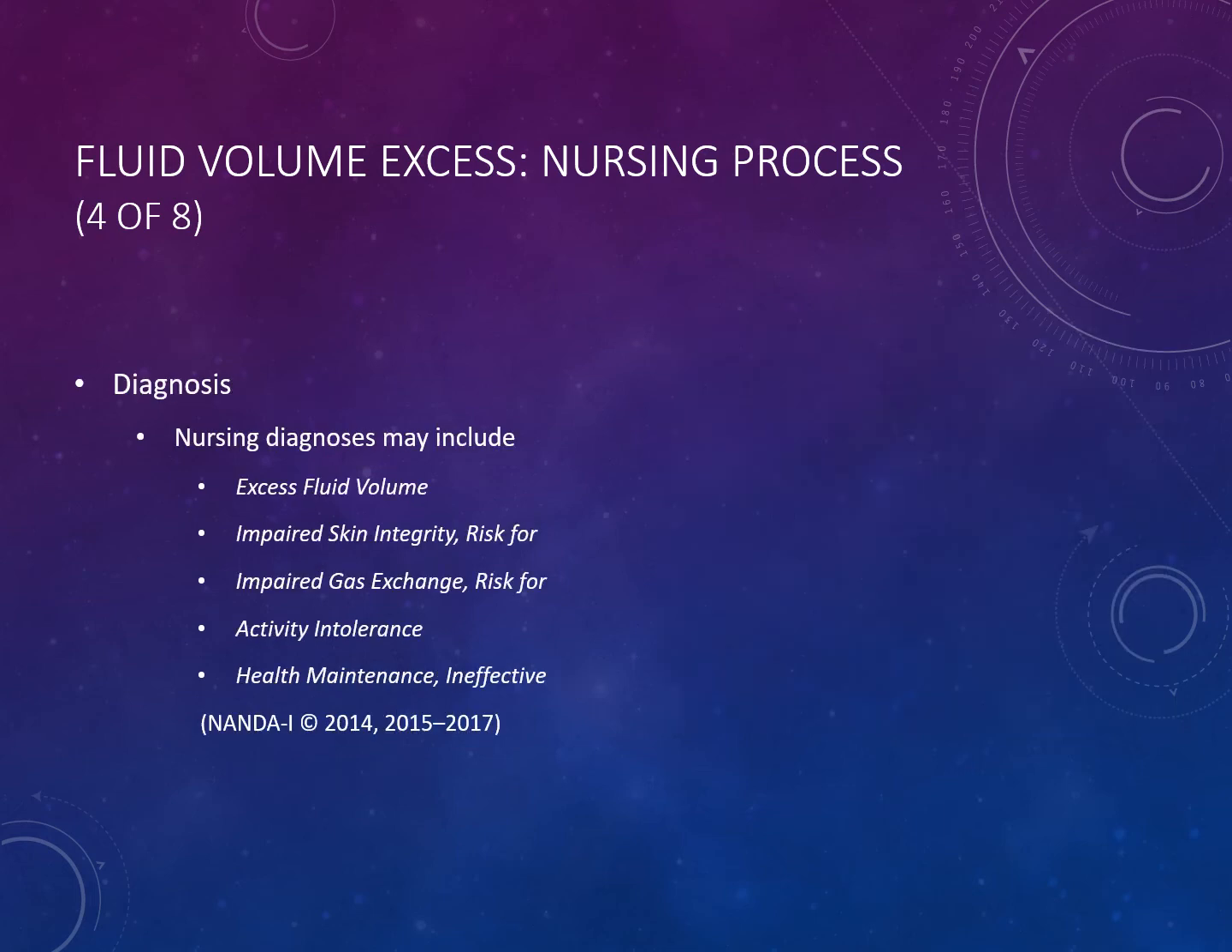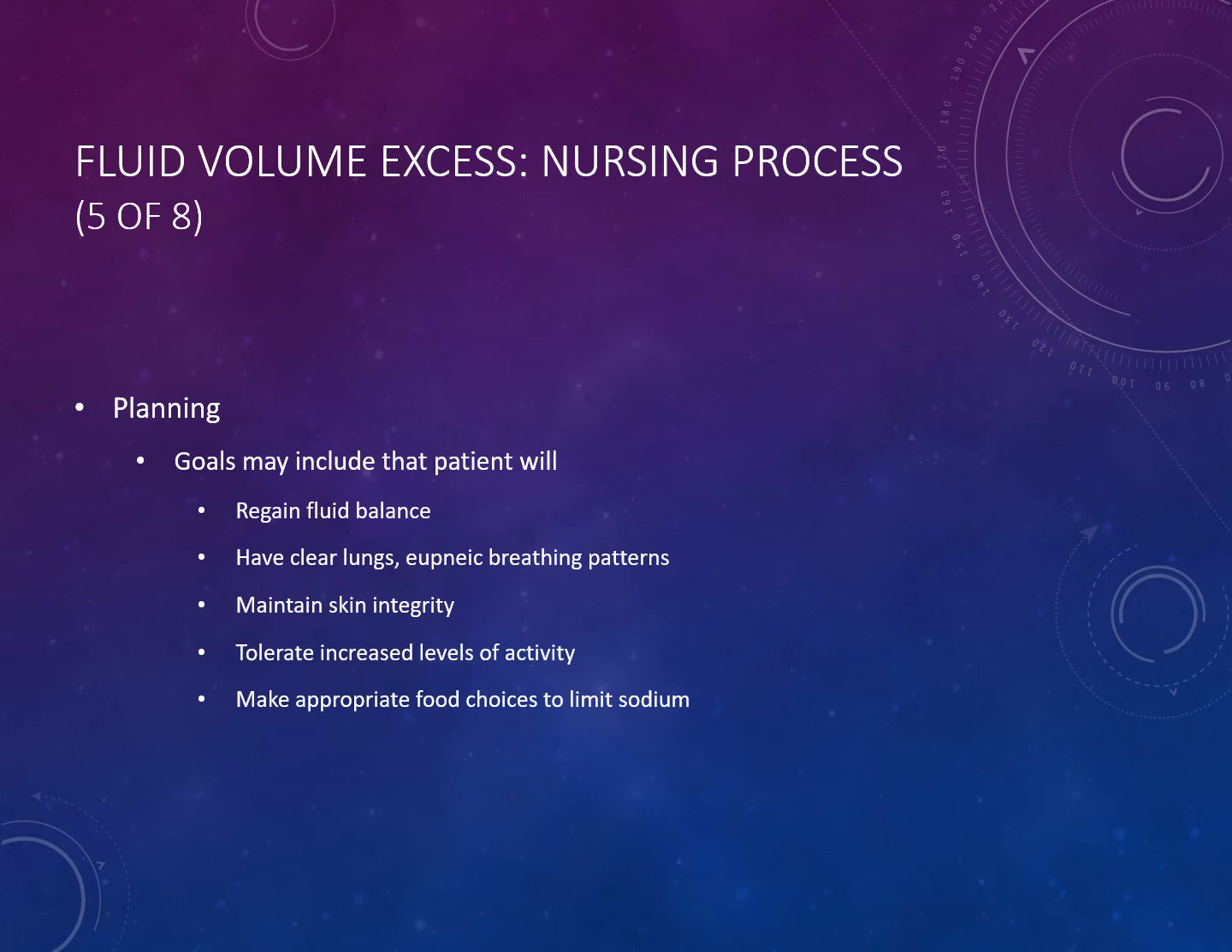Your nursing diagnoses, these are listed here for you. Excess fluid volume, impaired skin integrity, risk for impaired gas exchange because we've got too much volume going through our lungs and our heart. Ineffective tissue perfusion because you've got too much fluid going through the heart as well. So just take a look at those. The goals, we want to regain fluid balance. We want to have clear lungs and a normal heart rate and normal vital signs.